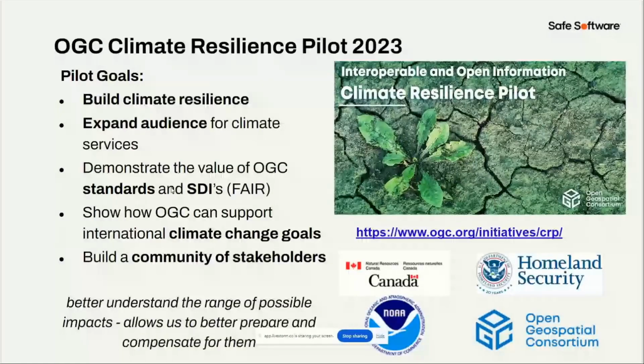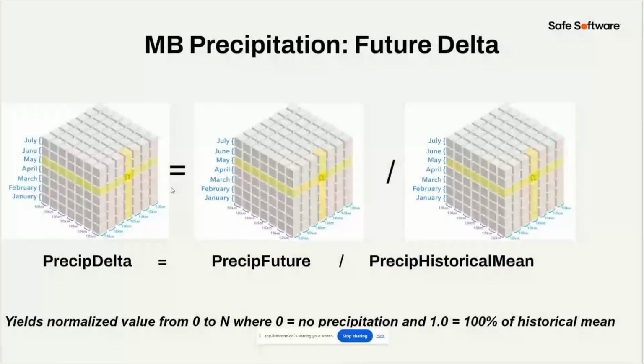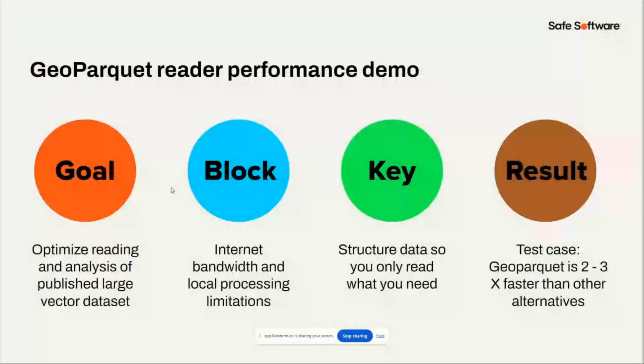There's a link to the pilot if you're interested in finding out more about what we're doing in the climate and disaster space. Obviously, in the disaster space, you want to be able to share data rapidly without having to worry about configuring servers. And in the climate space, those two are actually closely tied. We need to understand the impacts on climate in order to adapt.